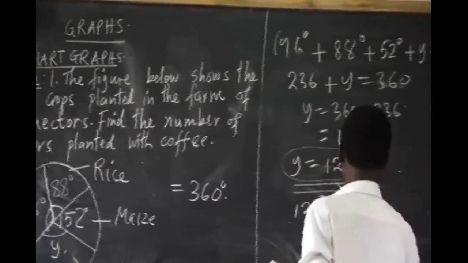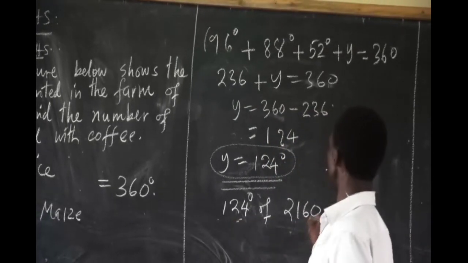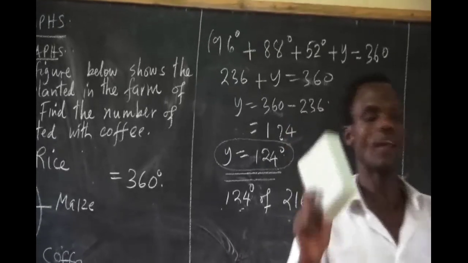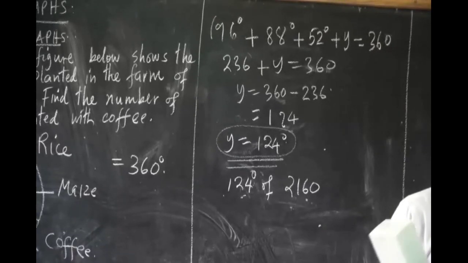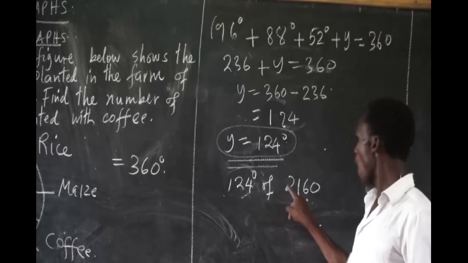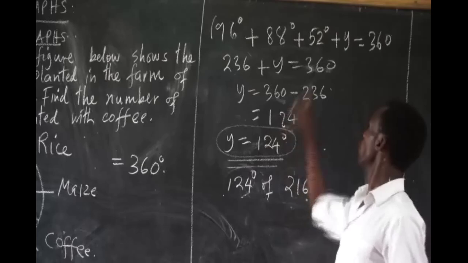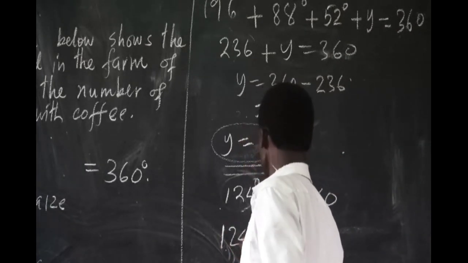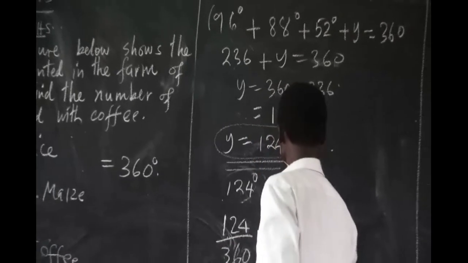Of 2,160. This means this is a portion of the 2,160 hectares. And therefore, the thing that you have to understand is what definitely is going on. This is the portion out of this one, and this portion is out of 360. Now, we just calculate 124 over 360 of 2,160.